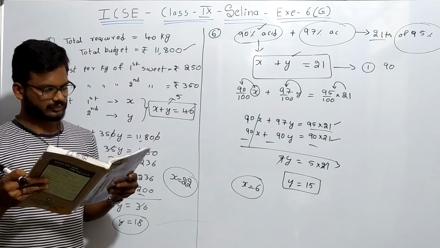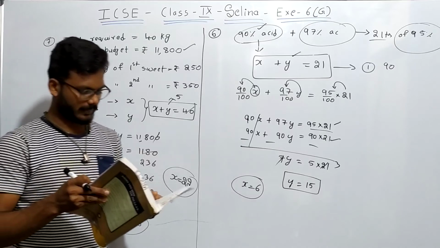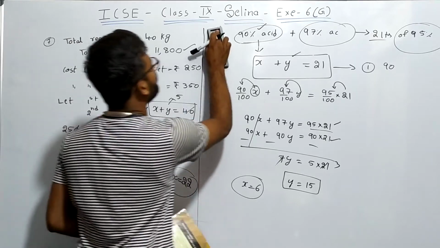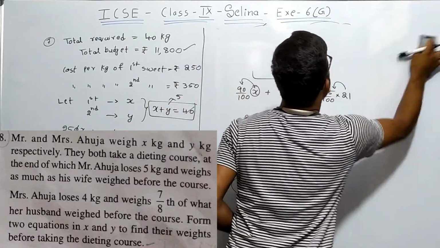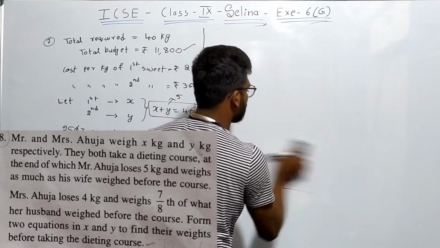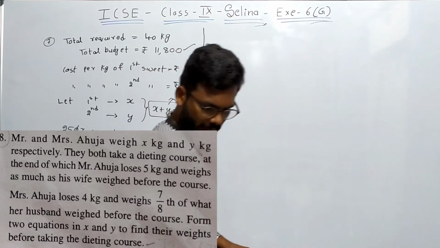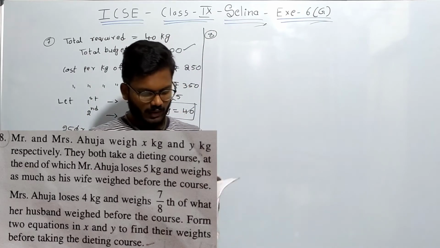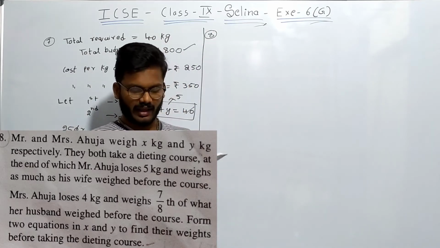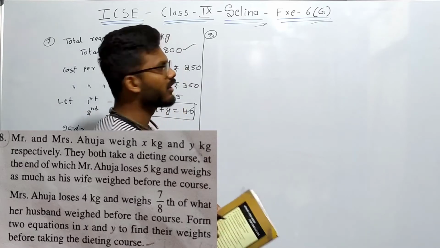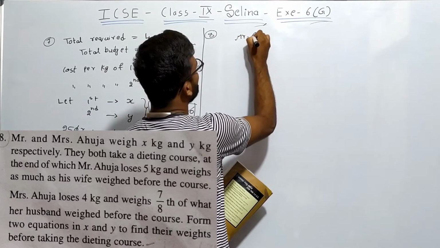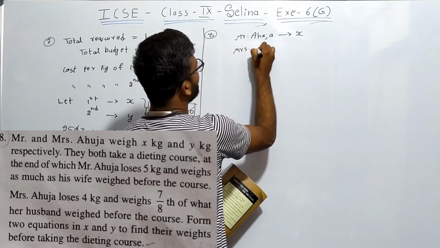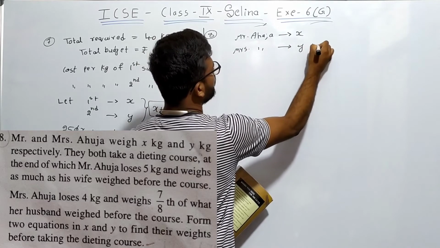Moving on to the ninth problem. See what it is, or else we will teach the eighth problem only. This is also somewhat a new problem. Which one is it? The eighth one. See, Mr. and Mrs. Ahuja weigh x kgs and y kgs respectively. The weight of Mr. Ahuja is x kgs, and Mrs. Ahuja is y kgs.